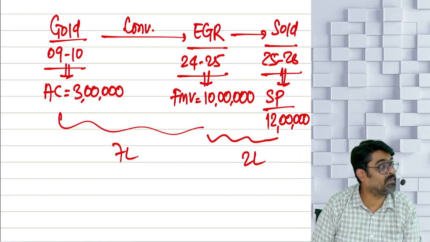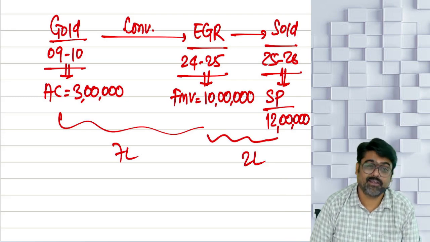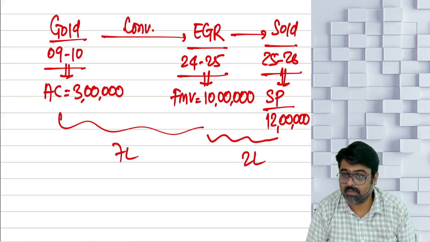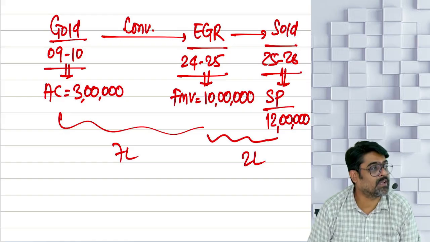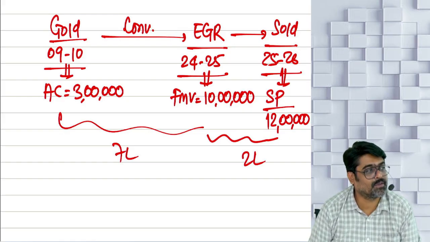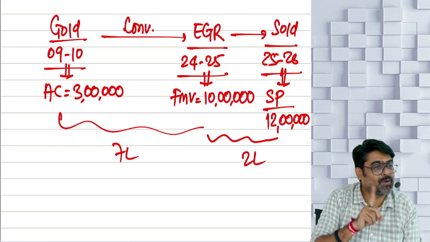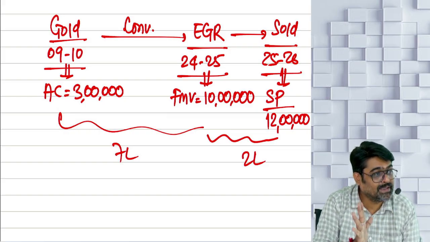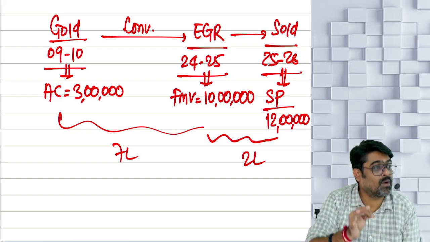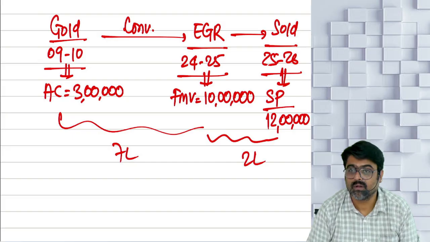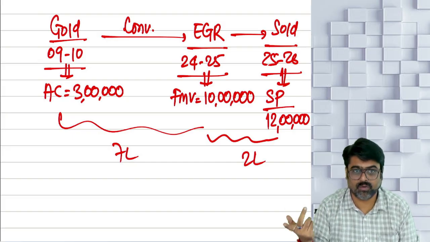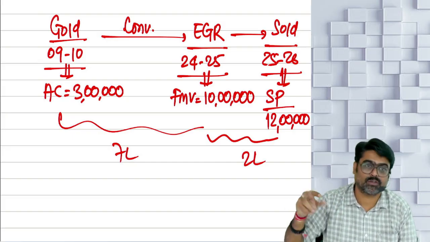So in previous year 25-26, are you selling EGR? Is it your capital asset? Capital gain will be calculated. Full value of consideration 12 lakhs. Minus transfer expense nil. Net consideration 12 lakh. What will be the cost of acquisition? Cost of the gold which is converted into EGR will be deemed to be the cost of EGR. So what is the cost of the gold? 3 lakh, which is converted into EGR. That cost will be treated as cost of EGR.